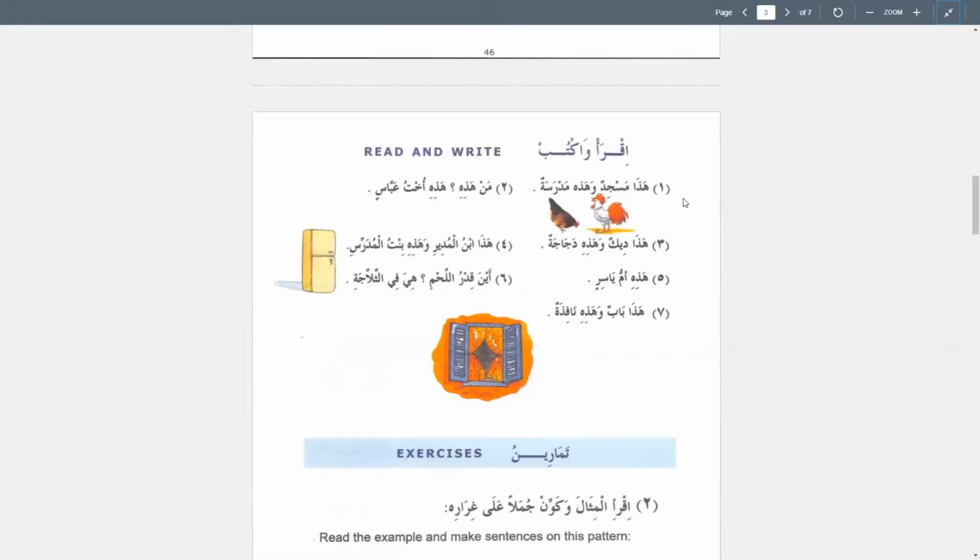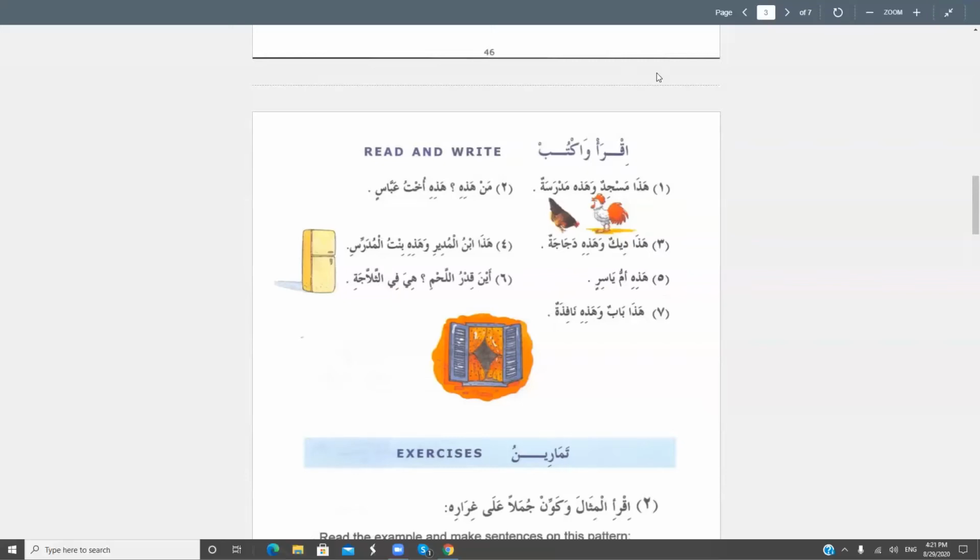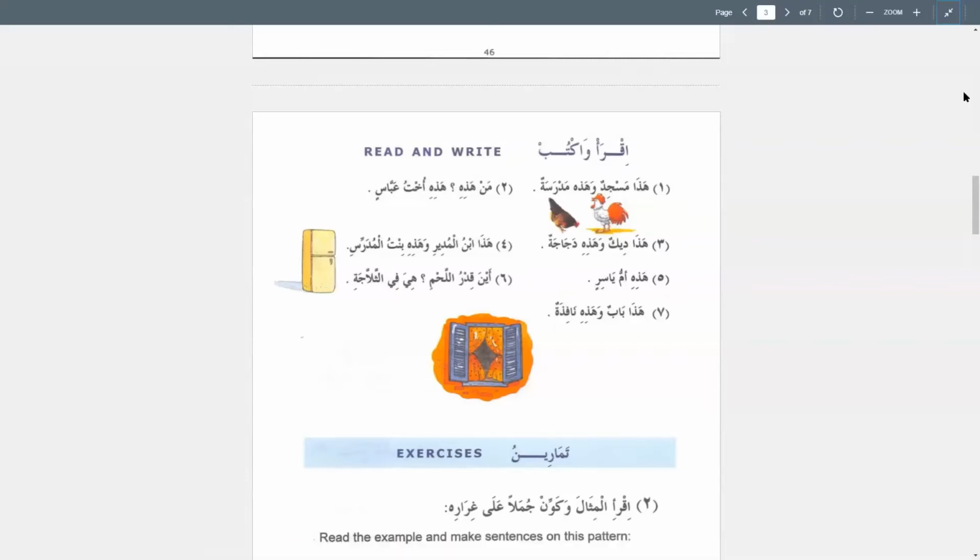This is the mosque, and this is the school. A school. Okay, you'll notice there's no aleph lam. Definite form. Okay. Okay, good.